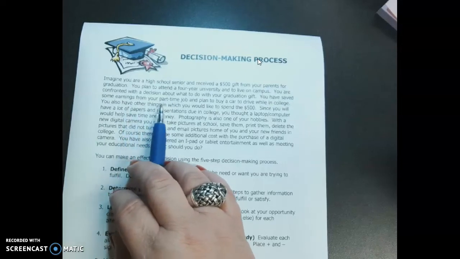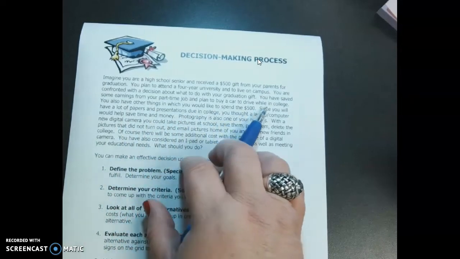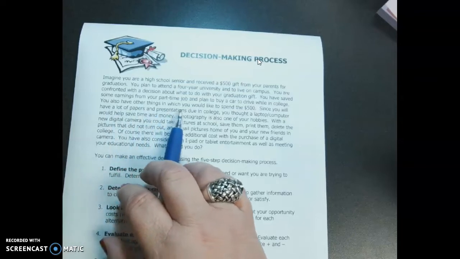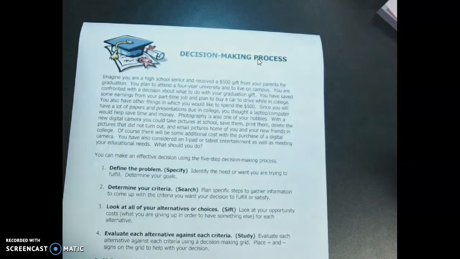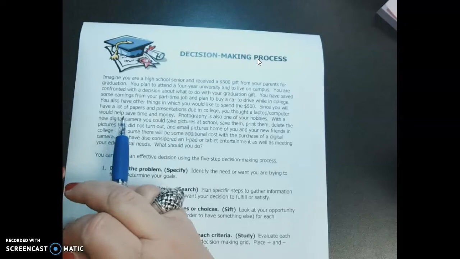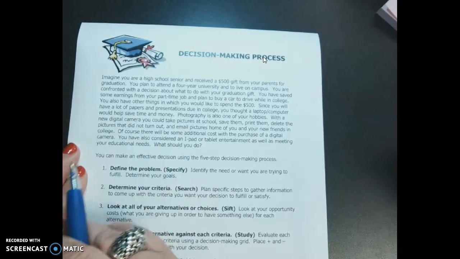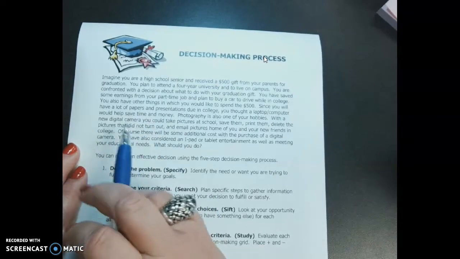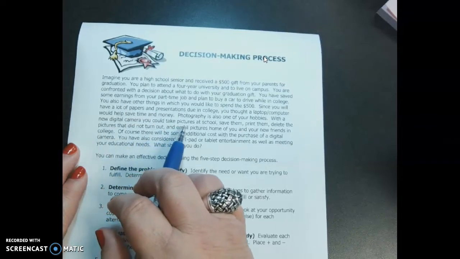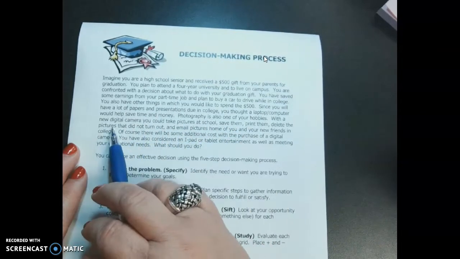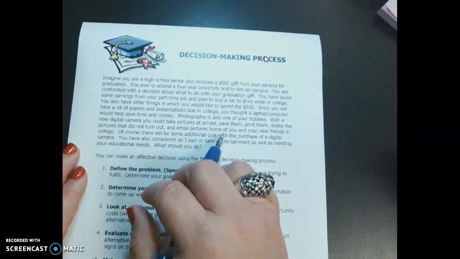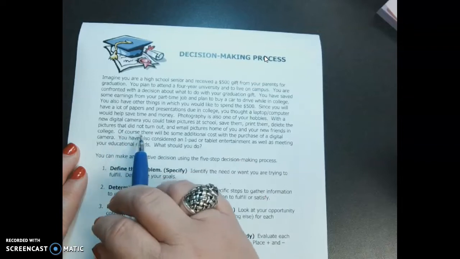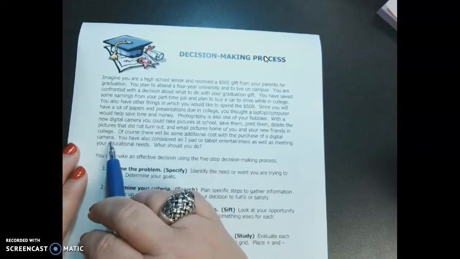You have saved some earnings from your part-time job and plan to buy a car to drive while in college. You also have other things in which you would like to spend the $500. Since you have a lot of papers and presentations due in college, you thought a laptop or computer would help save time and money. Photography is also one of your hobbies. With a new digital camera, you would like to take pictures at school, save them, print them, and then delete the pictures that did not turn out, and email pictures home of you and your new friends. Of course, there will be no additional cost with the purchase of a digital camera.